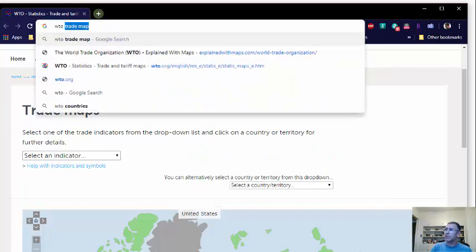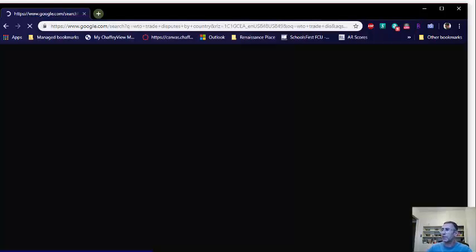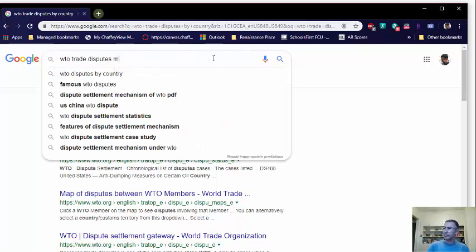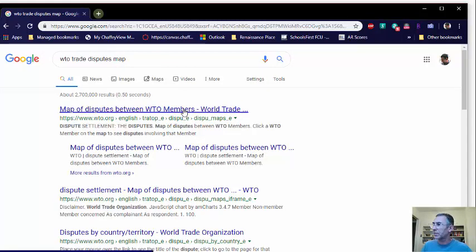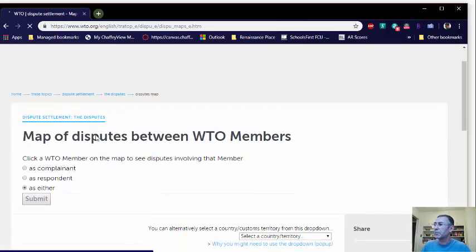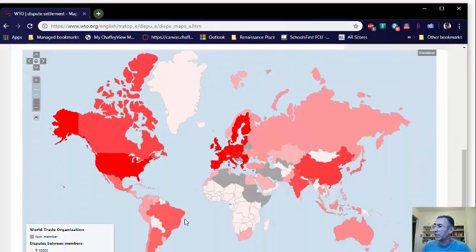WTO disputes. There we go. And so there's a really cool interactive map. Kind of looks like the one I just showed you. I can't believe I'm doing this live. I'm just killing it right now. Let's see. All right, so there we go. This is a map of disputes between WTO members. This map's going to look different eventually when it pops up. It's a really cool map because now, remember I was showing you Chile earlier.